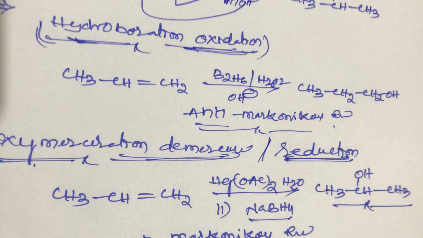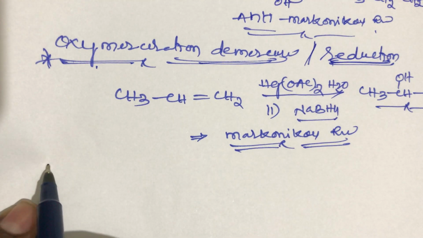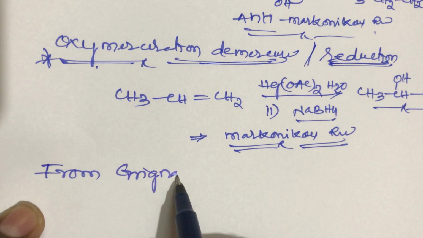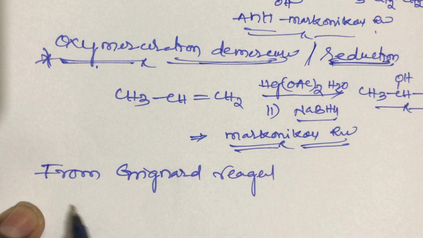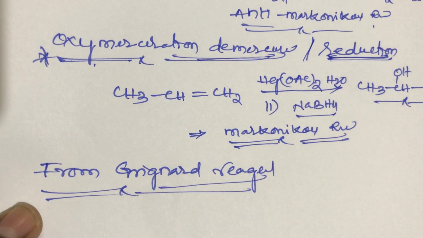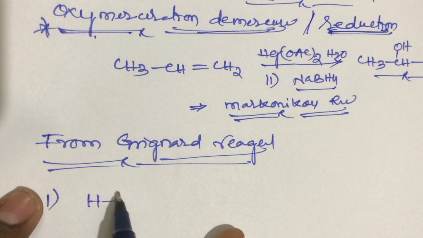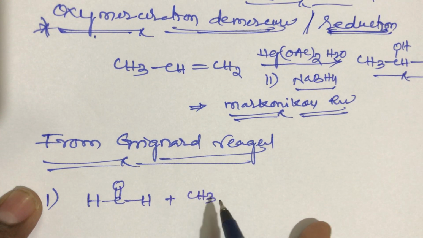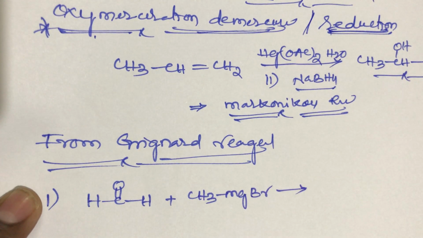Now next one, student, is preparation of alcohol from Grignard reagent. Grignard reagent is very important. What is the preparation method from Grignard reagent? The first method is from formaldehyde, HCHO. When formaldehyde reacts with Grignard reagent, we are taking methyl magnesium bromide in this reaction.